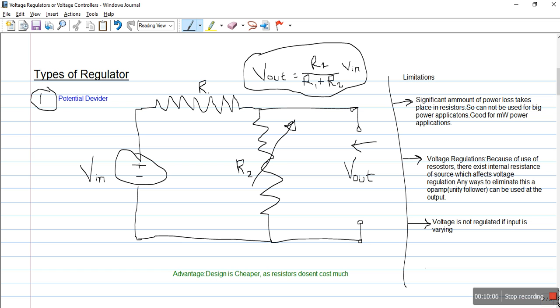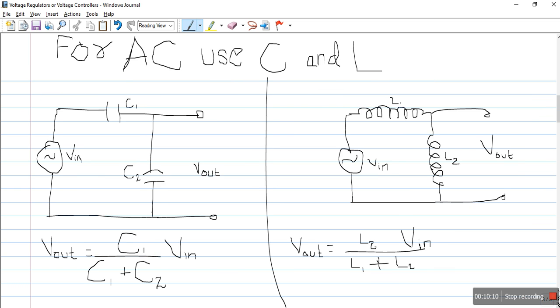Can I do something to avoid the power loss? Yes, that we will see in the next slide. For AC, use capacitor and inductor, C and L. Why? Because capacitor and inductor never consume any power. They store the energy in one cycle, and they give back energy to the source in another cycle. They never consume power.